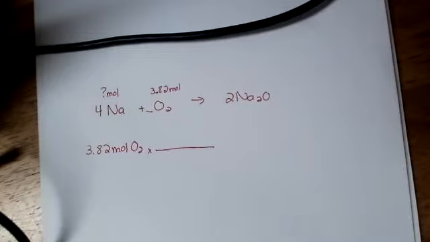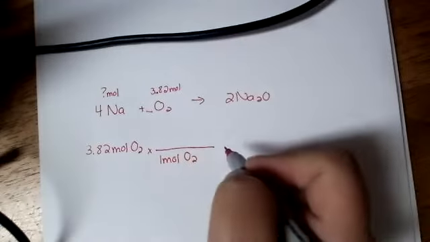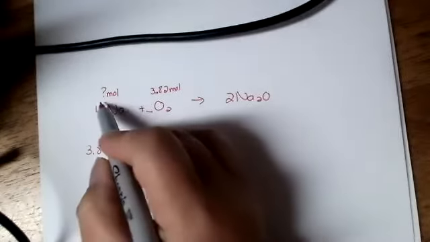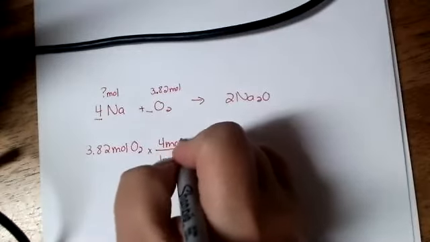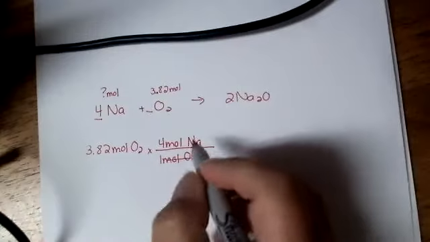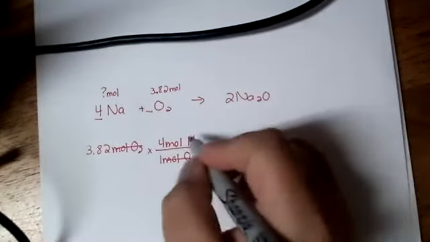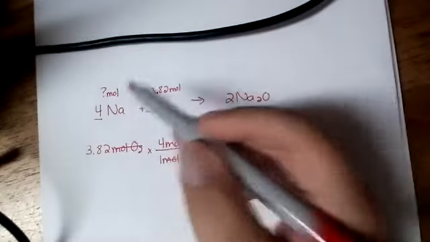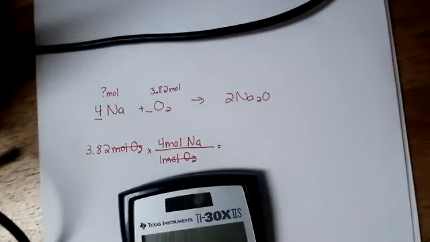So I'm going to put 1 mole of O2 on the bottom. And then right here, I see that I have 4 moles of sodium, so that goes on top. So now I can cancel out moles of O2, and that leaves me with moles of sodium, which is what I was looking for. So then I just plug and chug in my calculator.